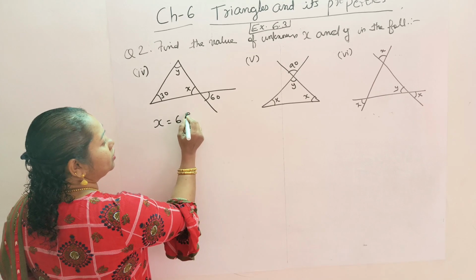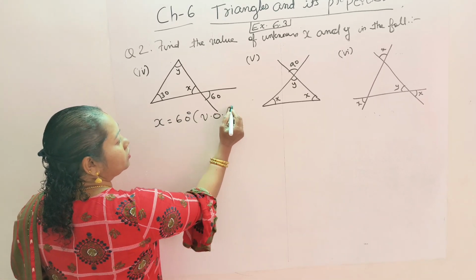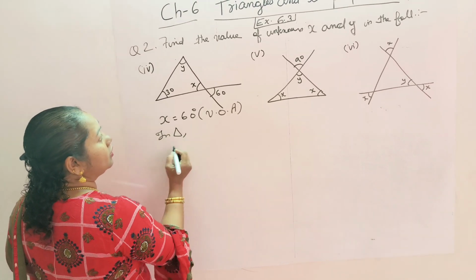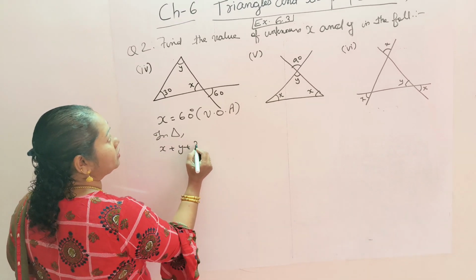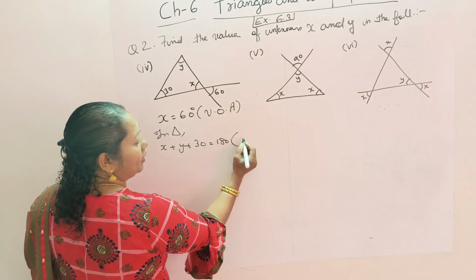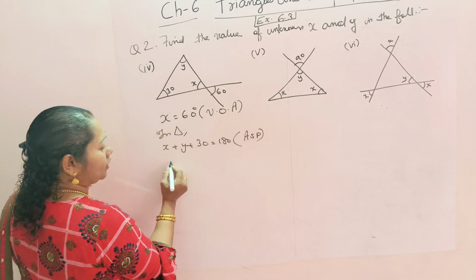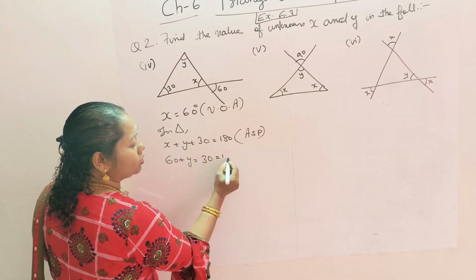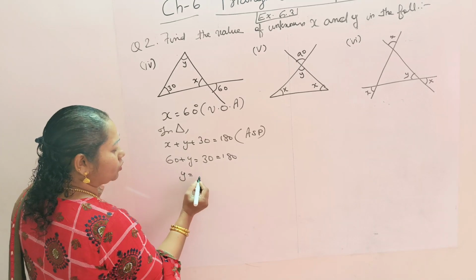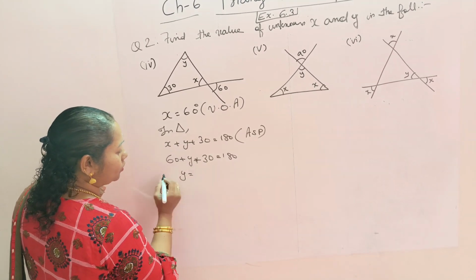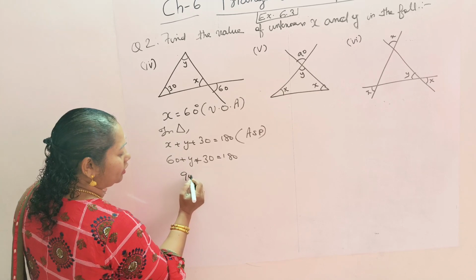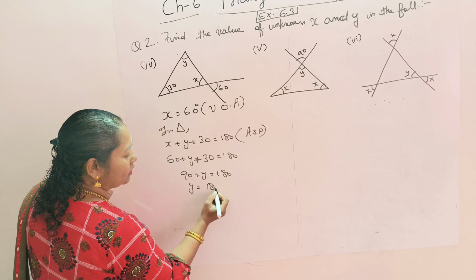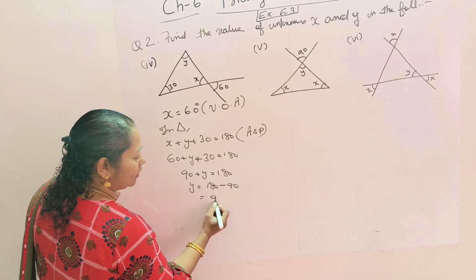X is equal to 60 degrees, vertically opposite angles. Now in the triangle, x plus y plus 30 is equal to 180 degrees, angle sum property. That is, the value of x is 60, so 60 plus y plus 30 equals 180 degrees. So 60 plus 30 is 90, plus y is equal to 180 degrees. So y is equal to 180 minus 90, that is 90 degrees.